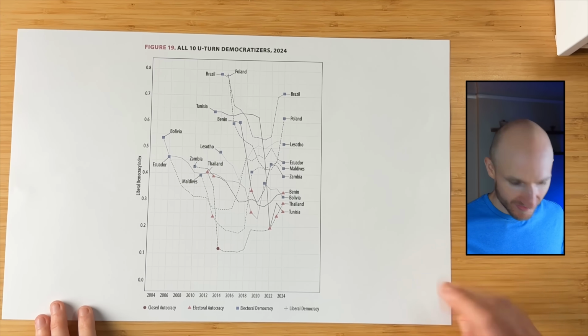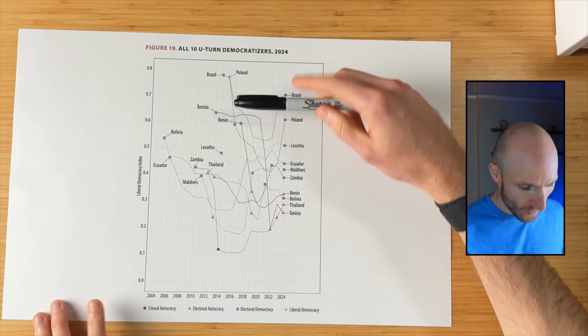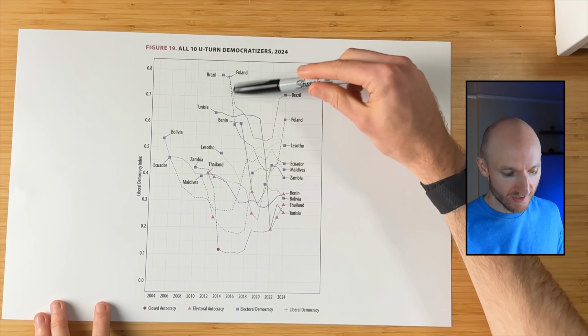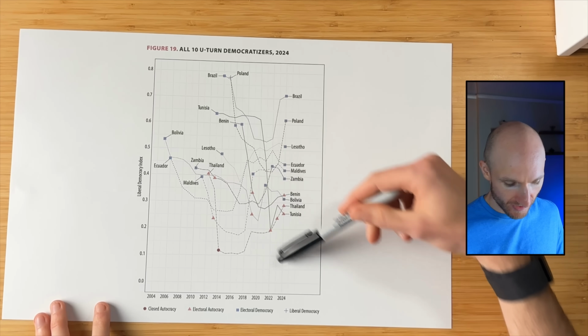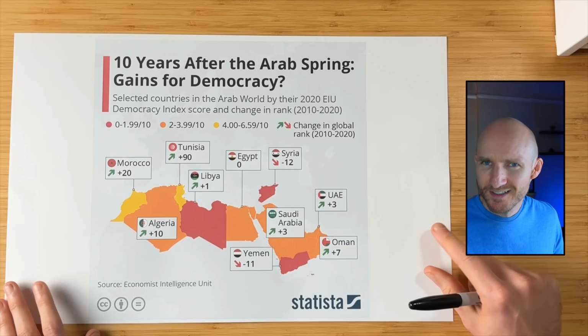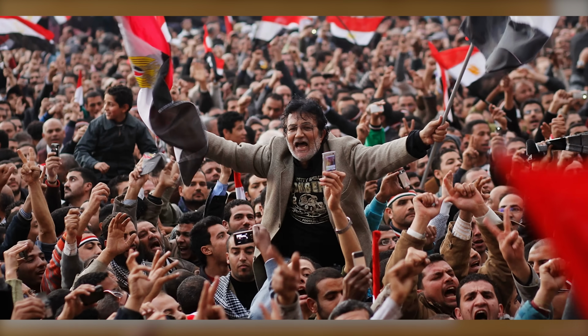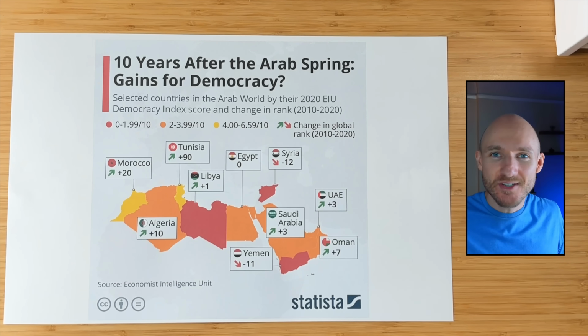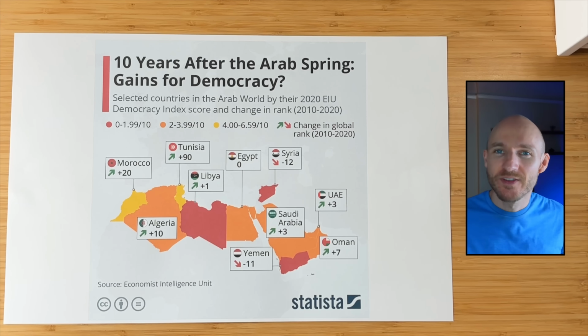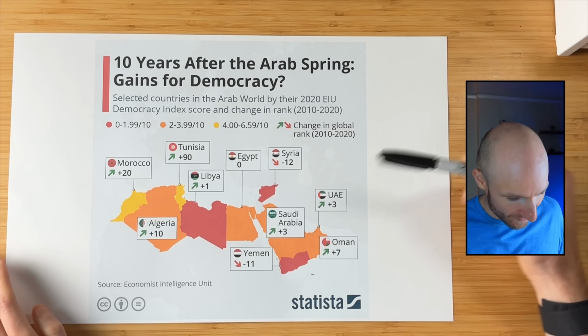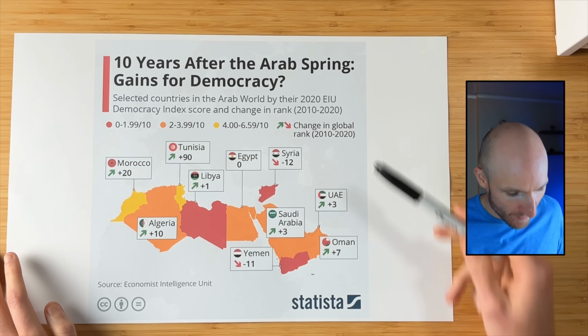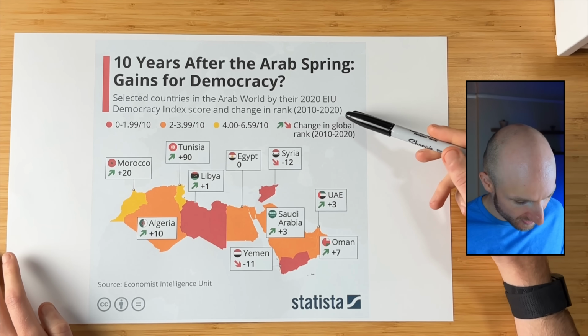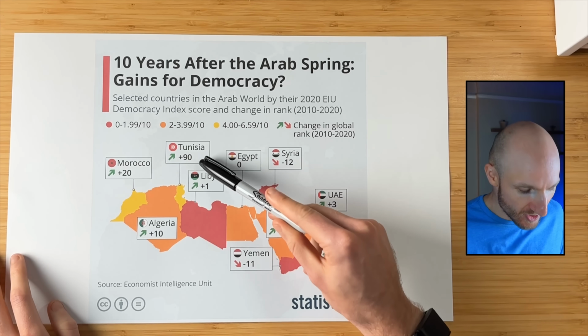But there is a little bit of hope. These are U-turn democratizers where they were getting worse. This is Poland and Brazil and Tunisia or whatever. And now they're kind of moving back up. You know, there was so much hope with the Arab Spring in the early 2010s. It was like, oh man, maybe there's going to be all these democracies there. But I've heard this called the Arab Winter, where this graph shows in all these different places how much their democracy index has changed, and only essentially in Tunisia has it gone up.